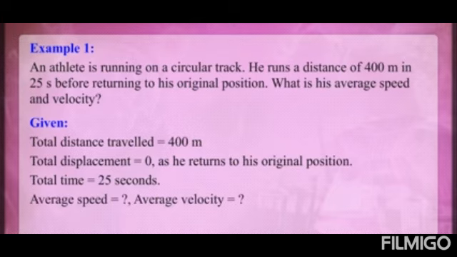We have some solved examples here. An athlete is running on a circular track. He runs a distance of 400 meters in 25 seconds and returns to his original position.